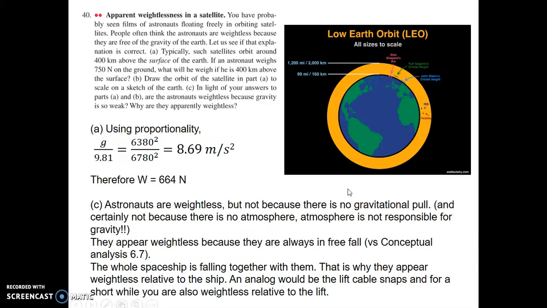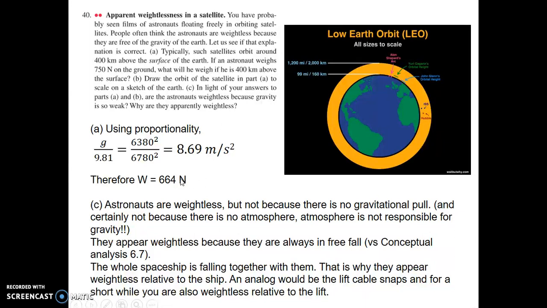Now, next question. We have always seen astronauts floating around as if they were weightless. But are astronauts really weightless? The answer is they are actually not. We are able to use proportionality to calculate g at a certain height, and it is this. Of course, if you choose to use g equals GM over R squared to obtain this value, please go ahead.